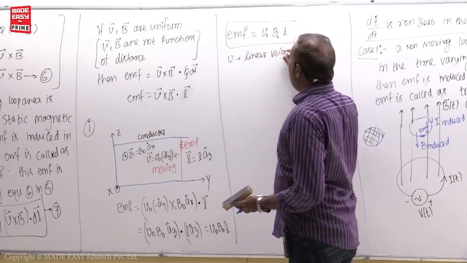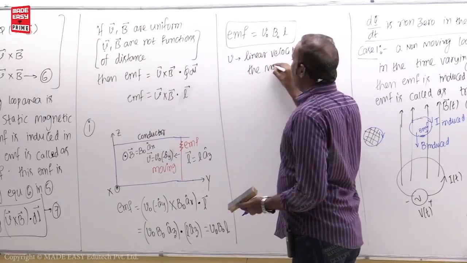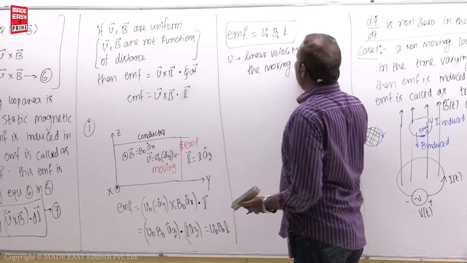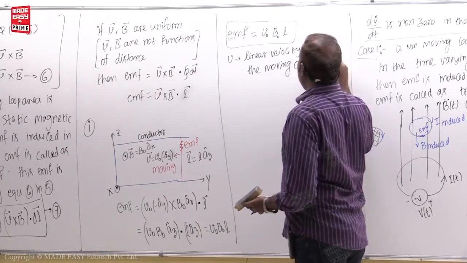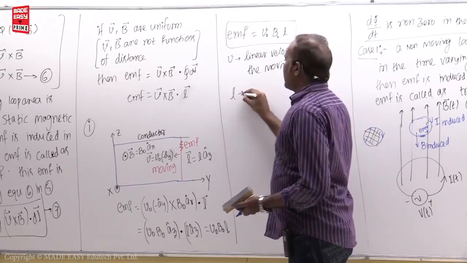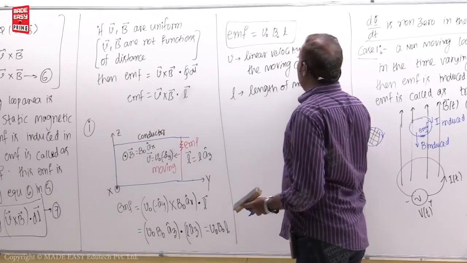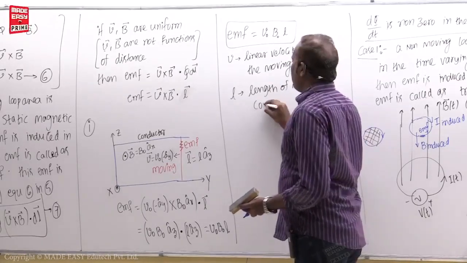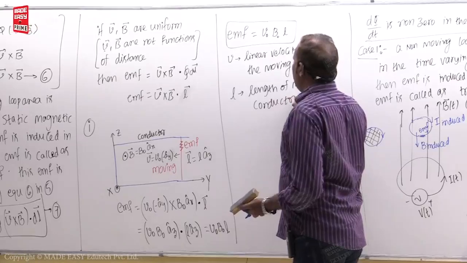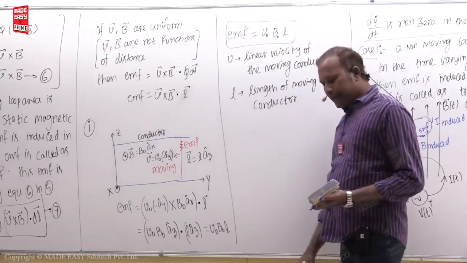linear velocity of the moving conductor, L is the length of the moving conductor, and B is the static magnetic flux density. Okay.